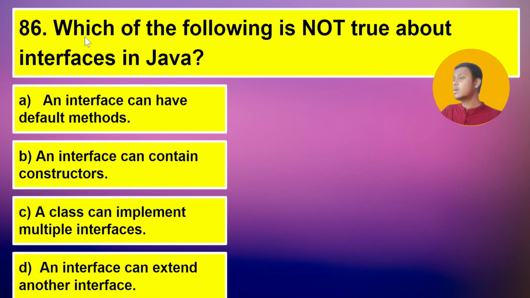Our next question is, which of the following is not true about interfaces in Java? An interface can have default methods. An interface can contain constructors. A class can implement multiple interfaces. An interface can extend another interface. So here the correct answer is option B.